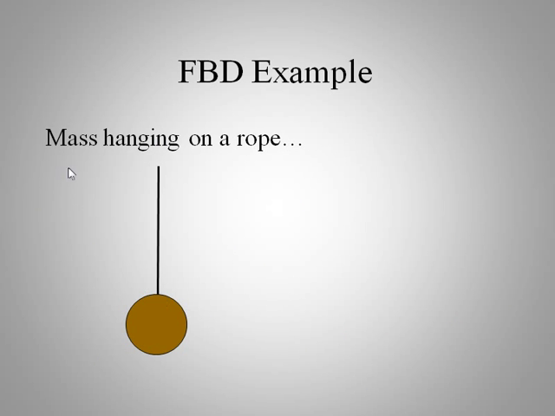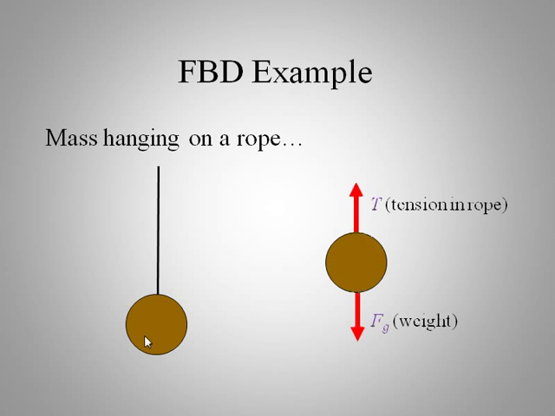Let's have another example. Here's a mass hanging on a rope. What would the free body diagram look like for that? Well, we have the tension going up and the weight going down. They're equal and opposite.